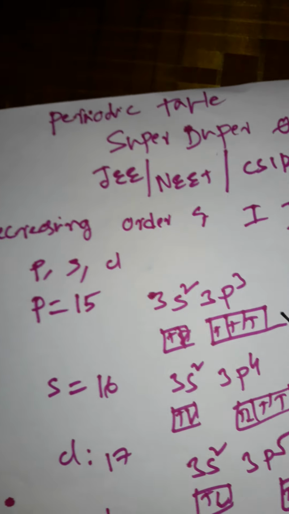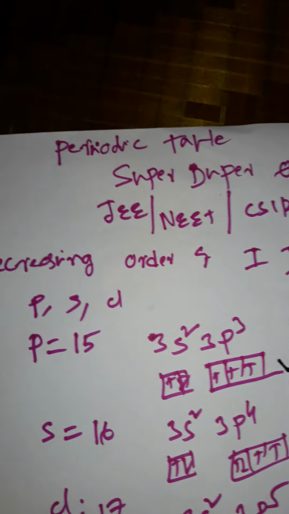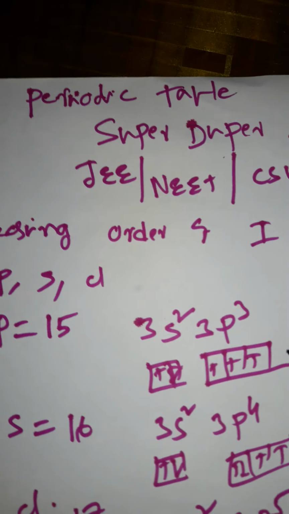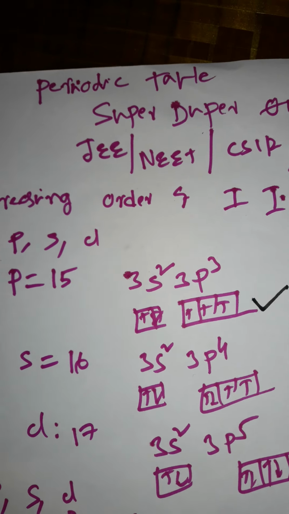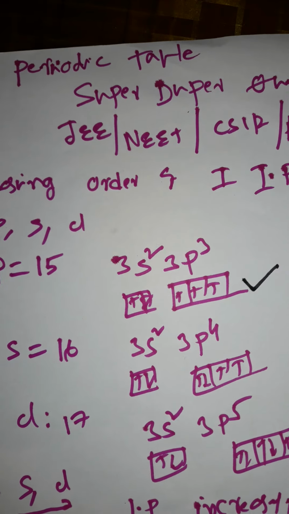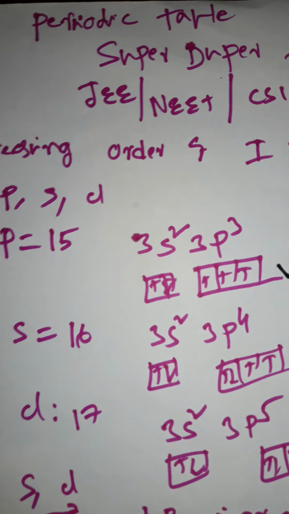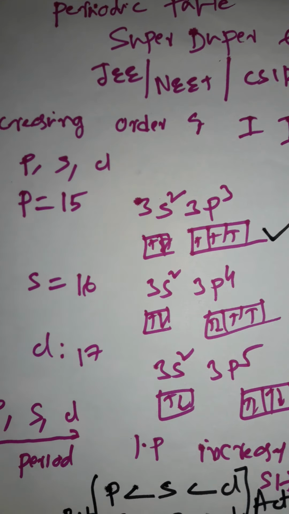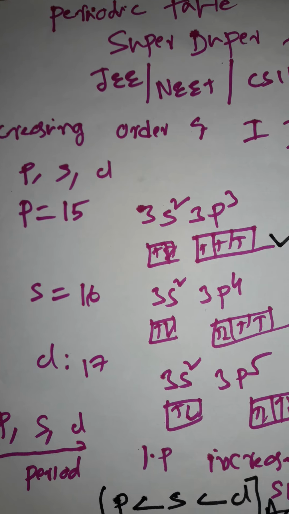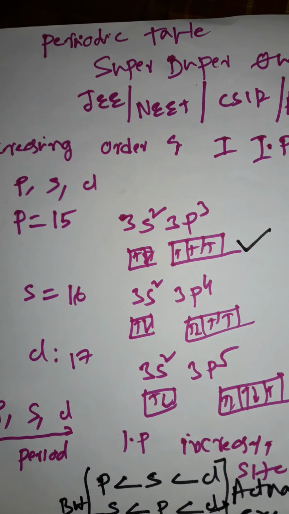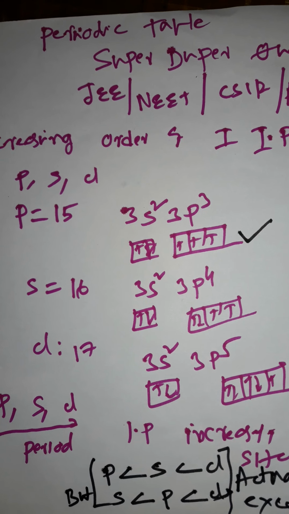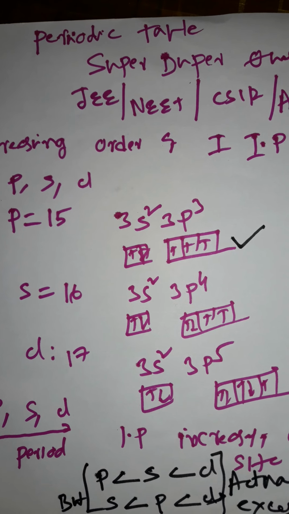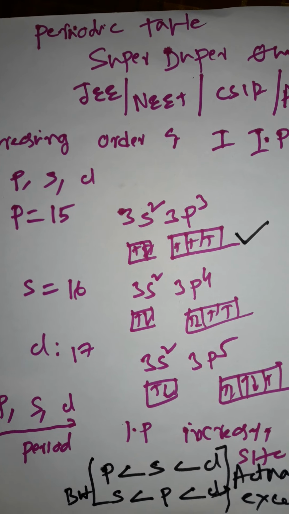If you look at this question, you know the atomic number of phosphorus is 15, with configuration 3s2 3p3. Sulfur is 3s2 3p4, and chlorine is 3s2 3p5. But here kindly remember that phosphorus has a half-filled configuration. The half-filled 3s2 3p3 configuration is more stable.